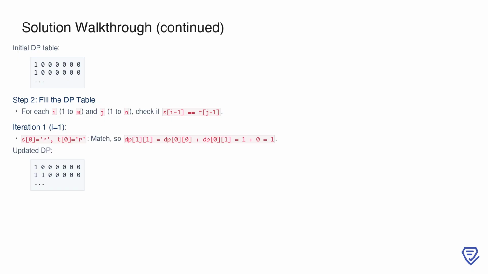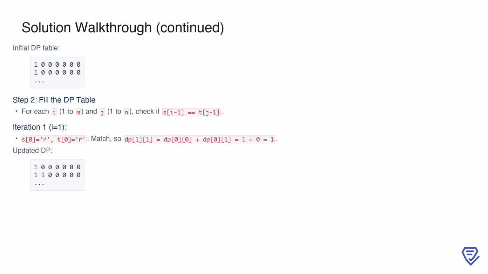For each cell, we compare the characters S[i-1] and T[j-1]. If there's a match, the value of DP[i][j] is calculated by adding DP[i-1][j-1] and DP[i-1][j]. If there is no match, we simply copy the value from DP[i-1][j]. For instance, in the first iteration where i equals 1, we compare S[0], which is r, with T[0], also r.